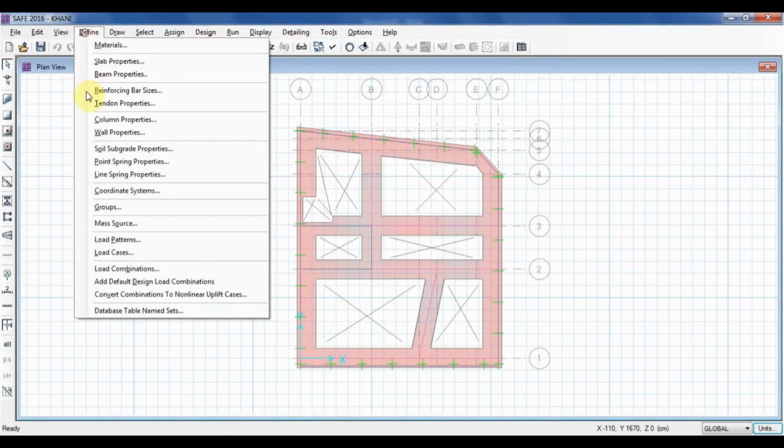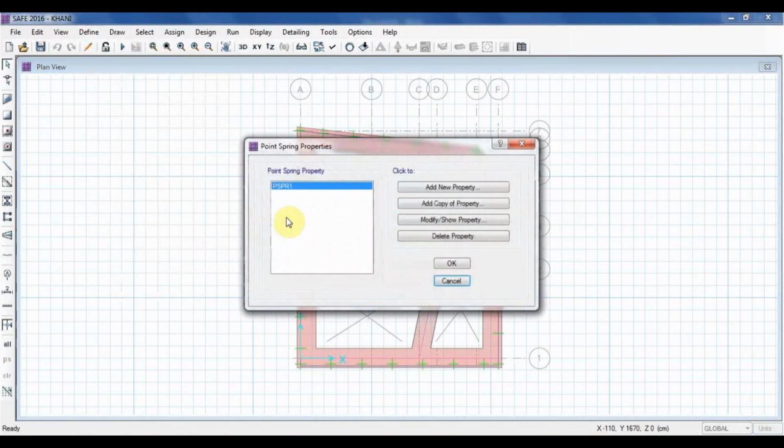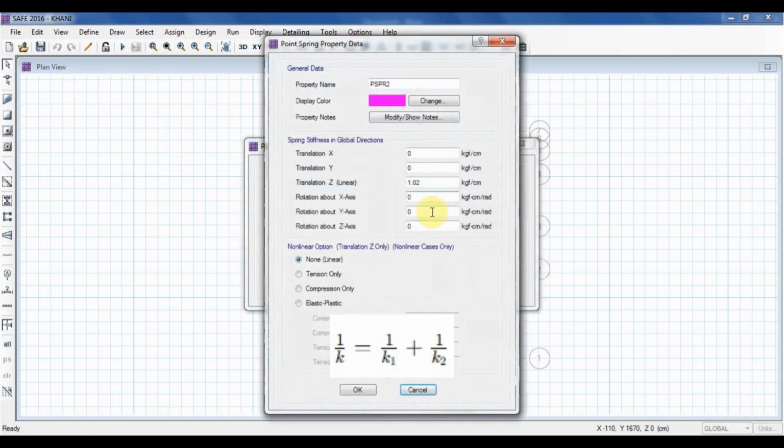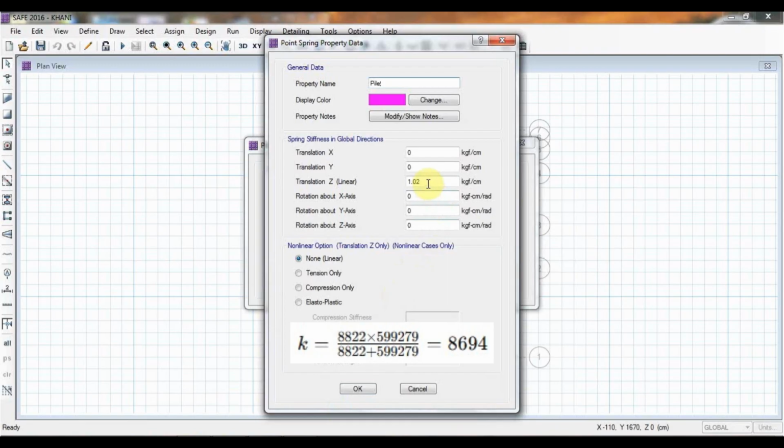Since the two springs, pile stiffness and soil stiffness, act in series, the equivalent stiffness is calculated using this equation. Therefore, the equivalent stiffness becomes this. Now substituting the values into the equation, the equivalent spring stiffness of the pile-soil system is approximately 8,694 kilograms per square centimeter.